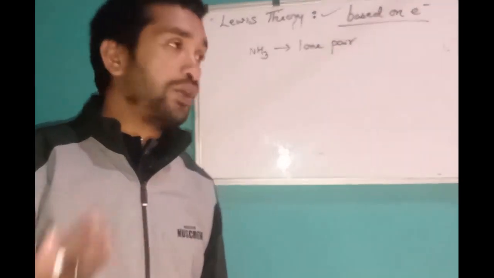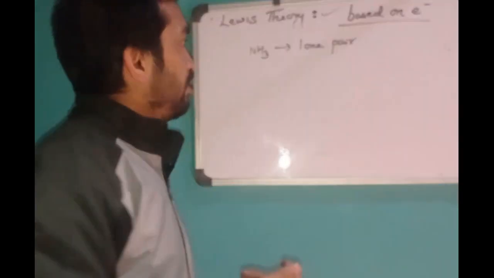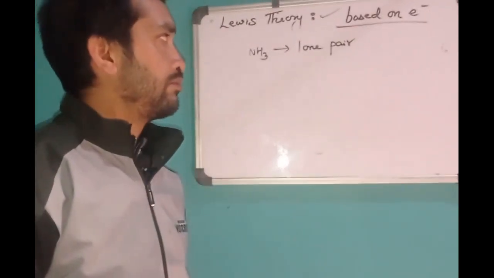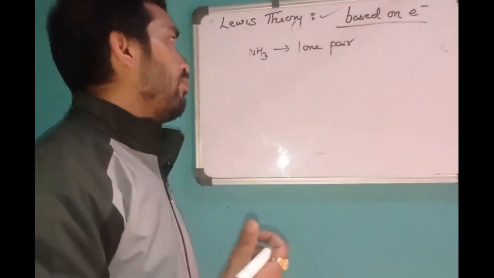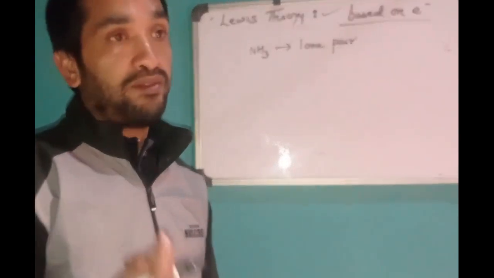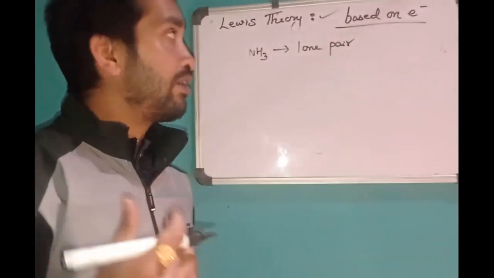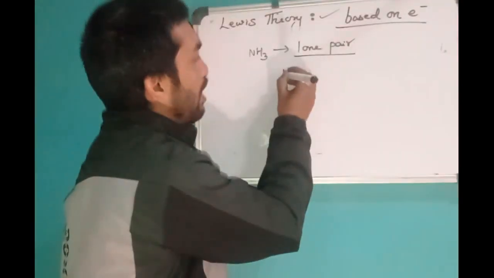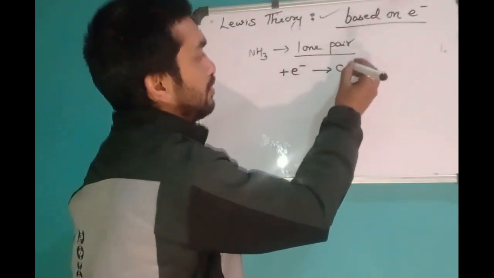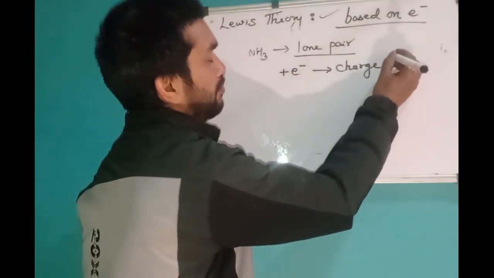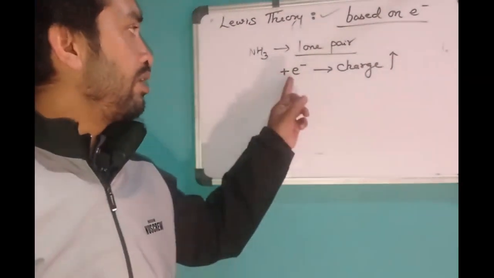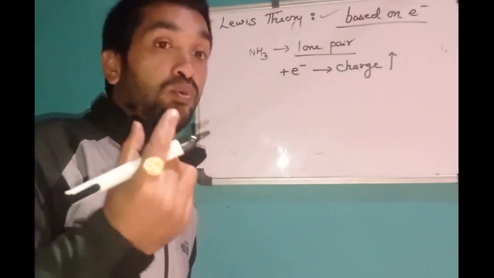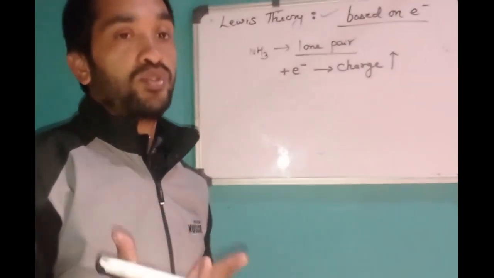Now this is a question for you. Try to think whether ammonia can accept electrons or ammonia can donate electrons. Definitely ammonia will go for donating electrons. Why? Because NH3 has a lone pair, meaning extra electrons. If you add more electrons to ammonia, the negative charge will increase, and you know, more charge means more instability.